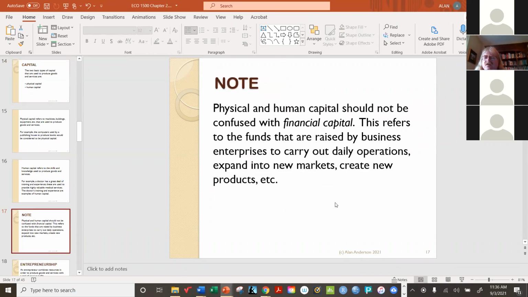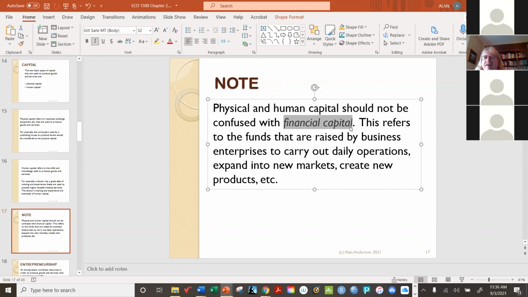So if you read, let's say in the Wall Street Journal, that a company is issuing or raising new capital by raising or selling stocks, they're talking about financial capital.